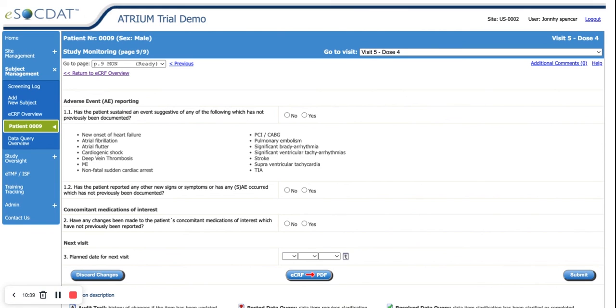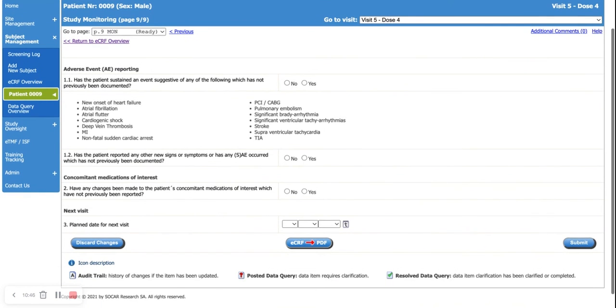The final page within Visit 5 is Study Monitoring. Here you will include any AE reportings, medications of interest, and you will need to schedule the next study visit.